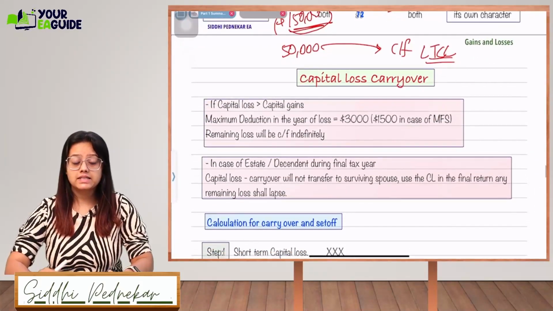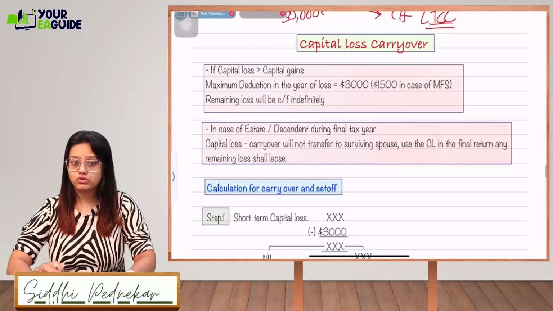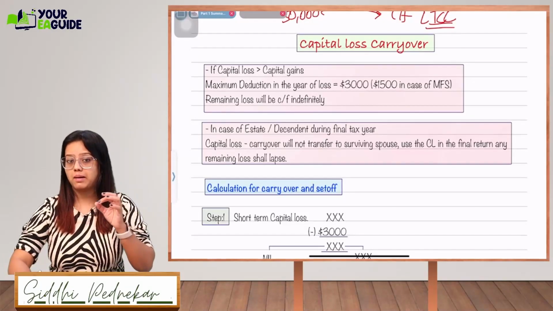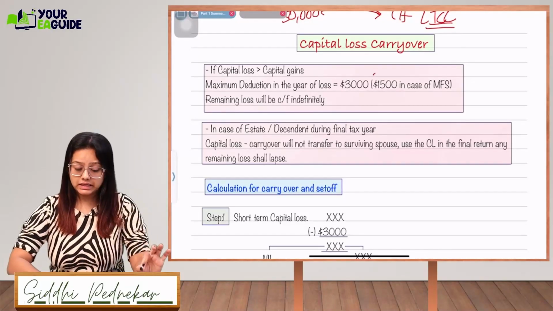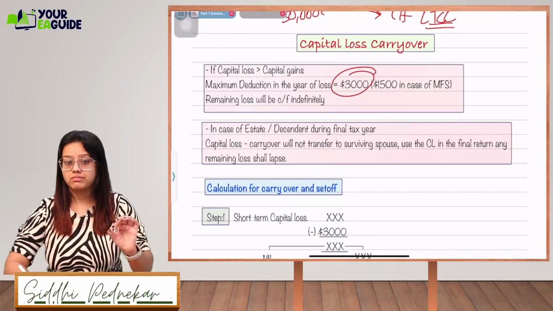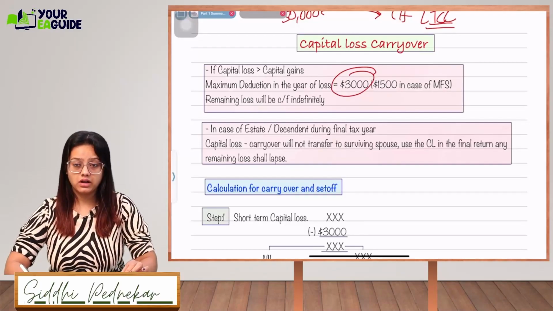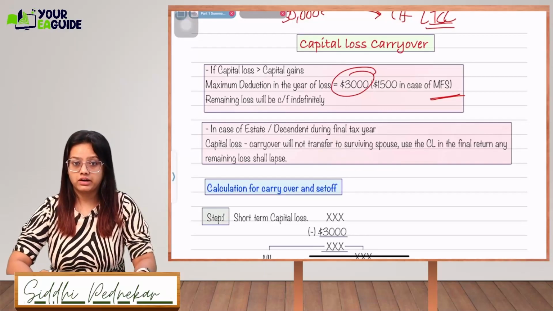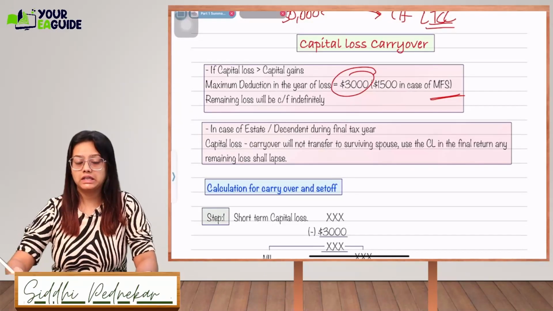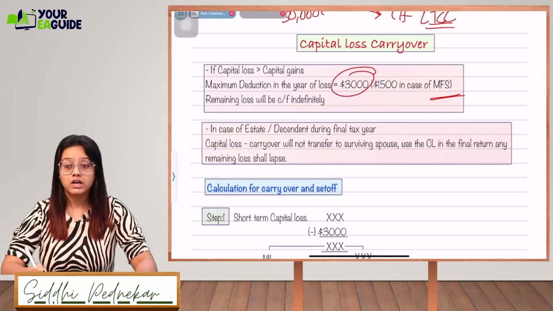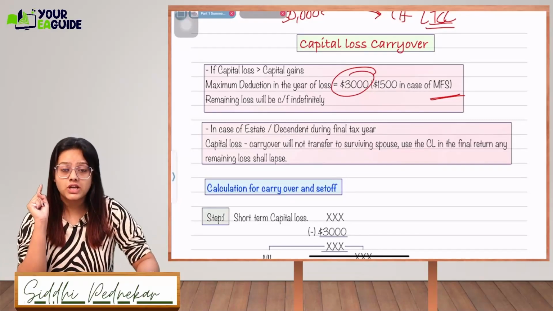Okay, next is capital loss carryover. How are you going to carry over if the capital losses are higher than the capital gains? Up to 3,000, as I mentioned, is the maximum reduction allowed in the year, and if your loss is more, say 4,500, the remaining loss will be carried forward indefinitely. There is no period of time to carry forward. Only there was a period in case of charitable contribution.